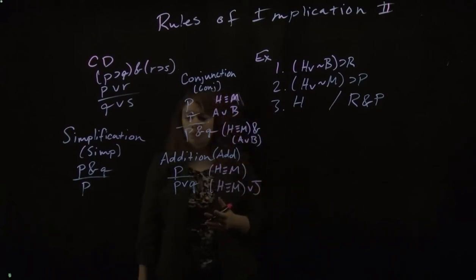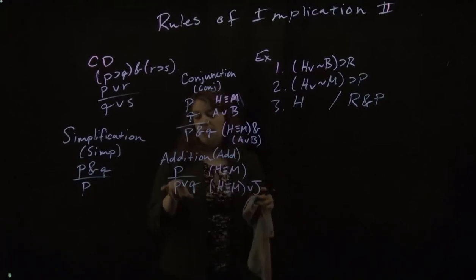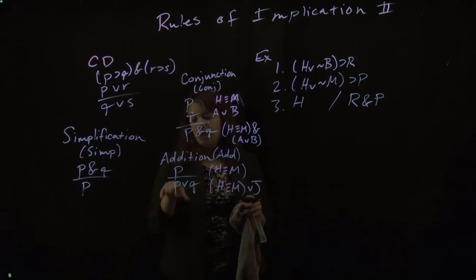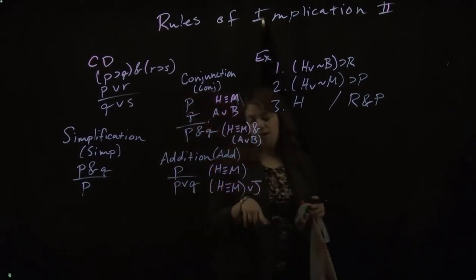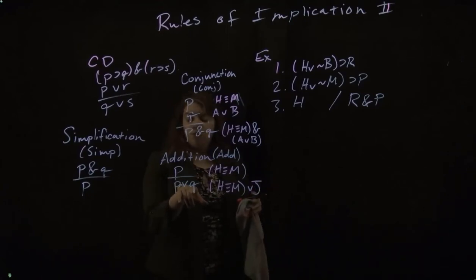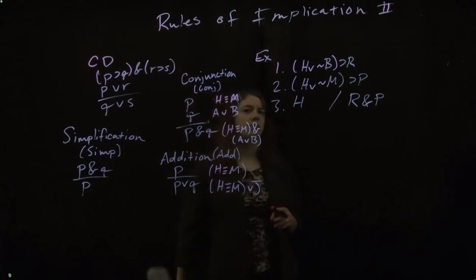That's what it says. So addition is kind of a funny rule. It weakens the claim, because H tribar M is a lot stronger than H tribar M or J. One of these could easily be false, and still the whole disjunction would be true. That's the basic idea here.